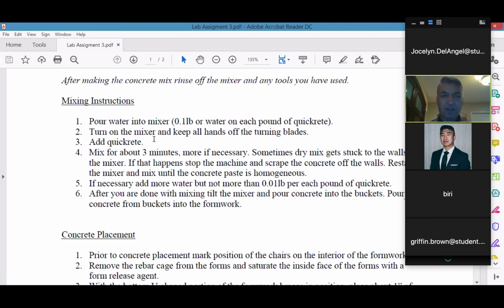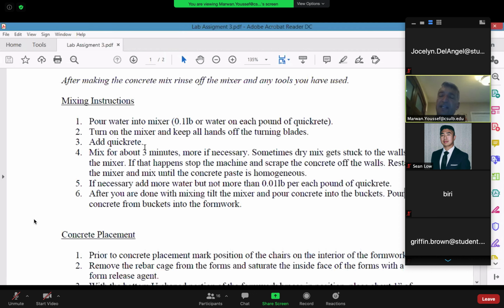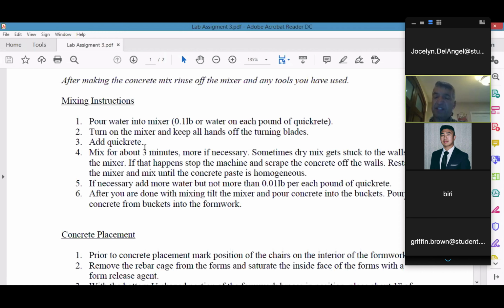Turn on the mixer and keep all hands off the turning blades. Safety. And then add Quikrete. You start slowly adding Quikrete mix into the mixer as it's mixing. Okay? So this is a very sensitive operation. You have to be careful with it and make sure hands off and all that stuff.